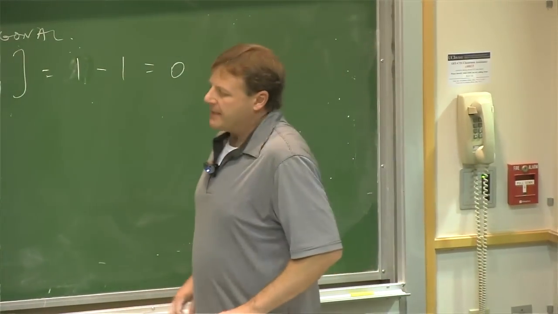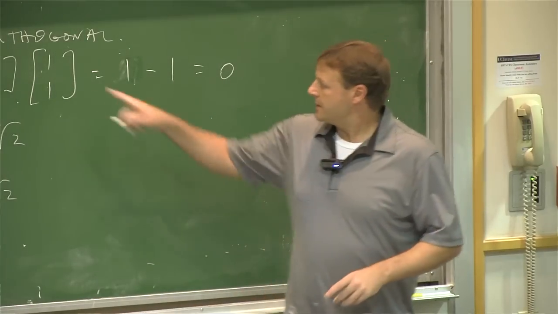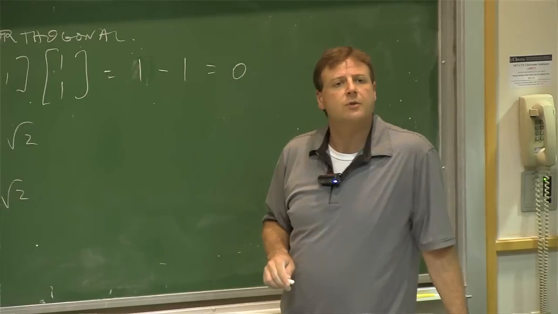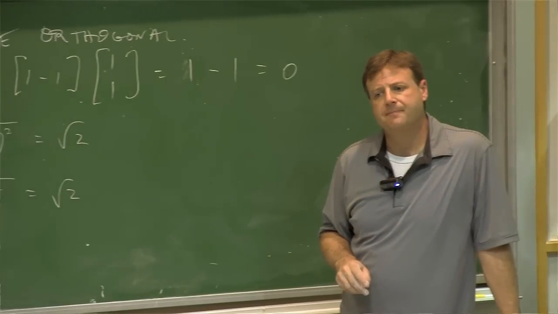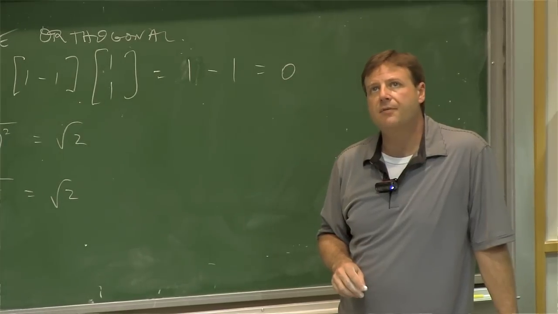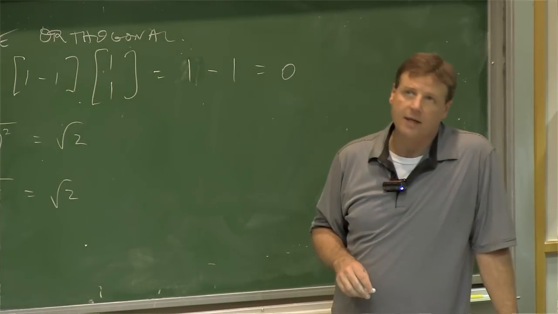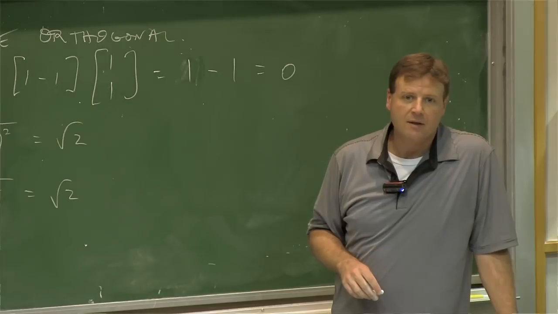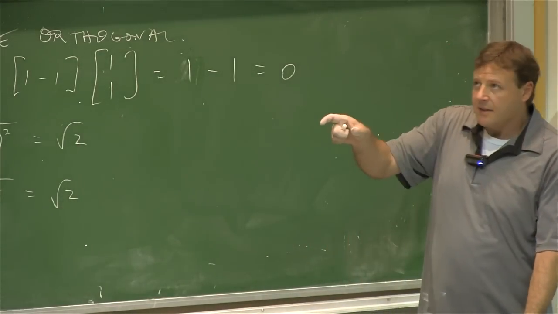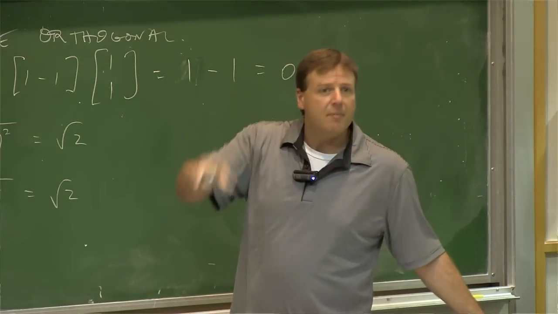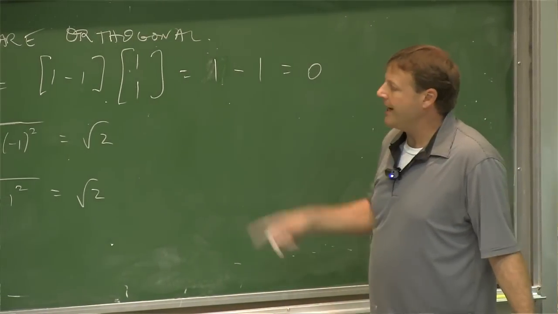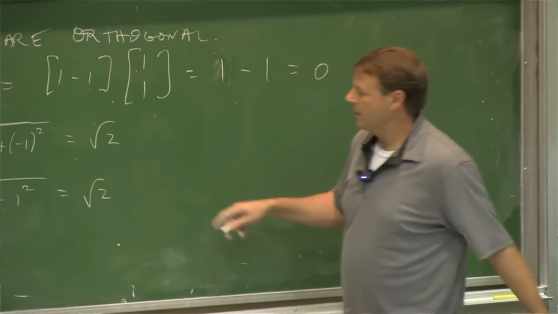So let me ask you something. If I take a vector and this vector has length root 2, what if I want it to have length 1? What should I do? If I have the number 5 and I want to make it have length 1, what do I do? I divide by 5, right? So if I have 7 and I want to make it have length 1, I divide by 7. So if I have a vector and I want it to have length 1, I divide by its length.